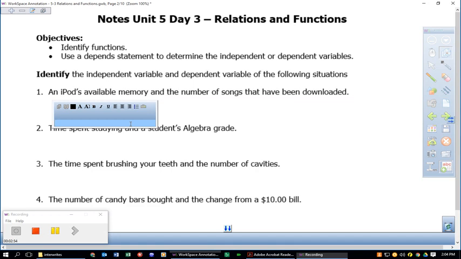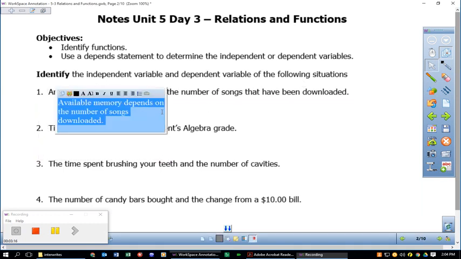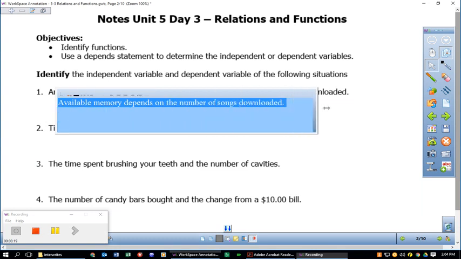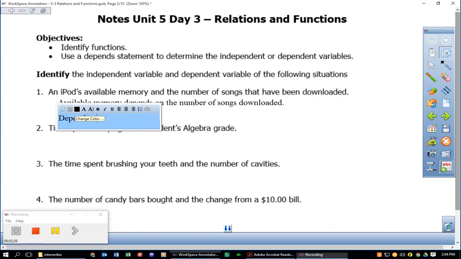So I feel like I could say something like: available memory depends on the number of songs downloaded. The available memory depends on the number of songs that are downloaded. So what we could say for that is that the available memory is the dependent variable.